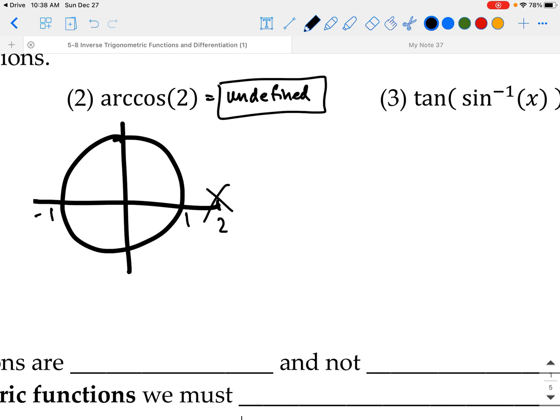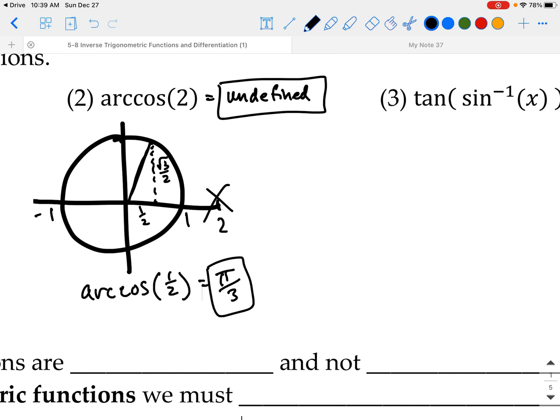But if we were looking for an arc cosine that has an answer, we could do arc cosine of 1/2. And arc cosine of 1/2 then is when x is equal to 1/2. Just going to put it up here. All right, so that's our x, which means our y would be rad 3 over 2, and that is going to be at 60 degrees, which is pi over 3.